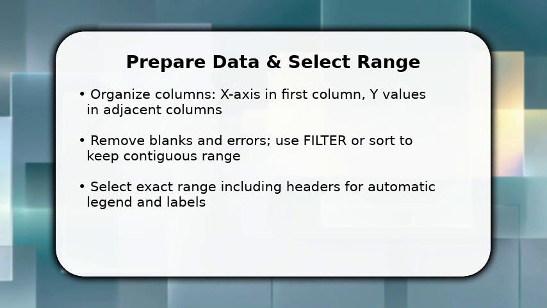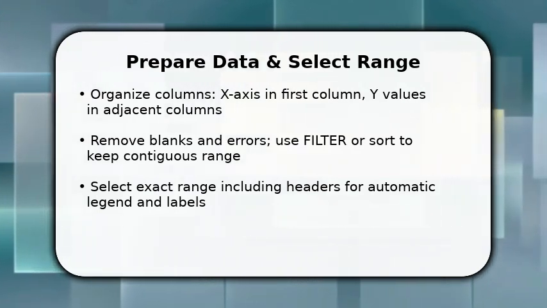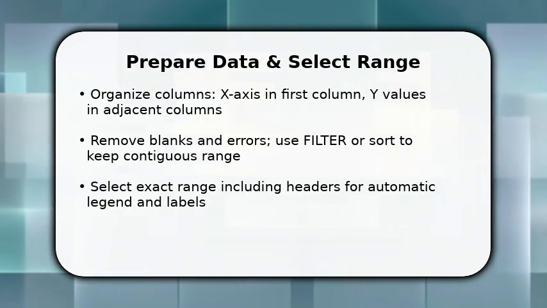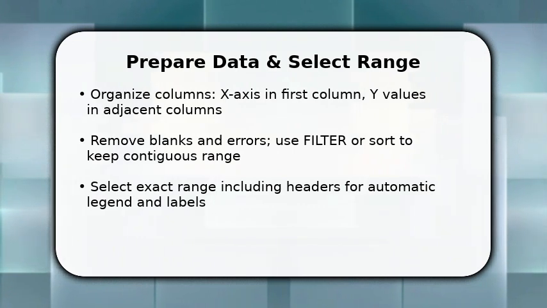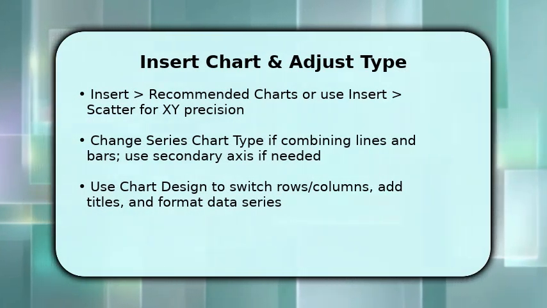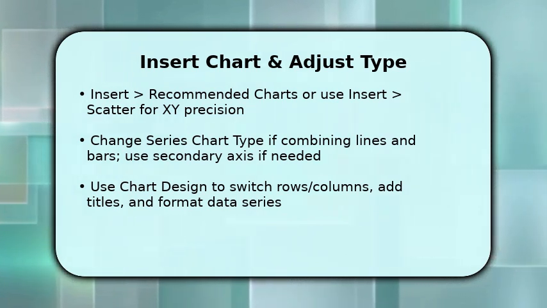Now select the exact range including header labels. This tells Excel to create a legend and axis titles automatically, saving you editing steps later and ensuring correct series mapping. Next, choose Insert then Recommended Charts or pick Scatter for true XY plotting. This matters because line charts assume equal category spacing.